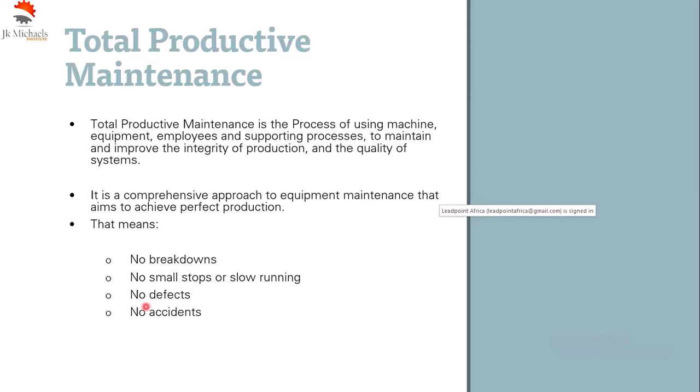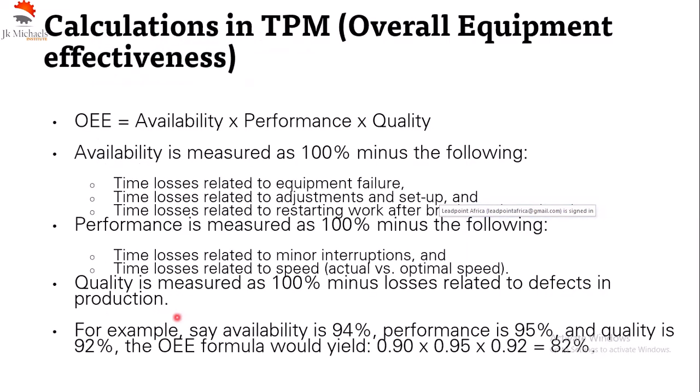It goes into ensuring that we properly manage maintenance so that we do not have breakdowns, and so that we don't have slow runnings. Our equipment does not bring out defective products, and we do not have accidents or injuries on our staff. Now, overall equipment effectiveness is one of the measures, or the KPIs, that we use to understand or measure how effective or how perfect our production processes are.